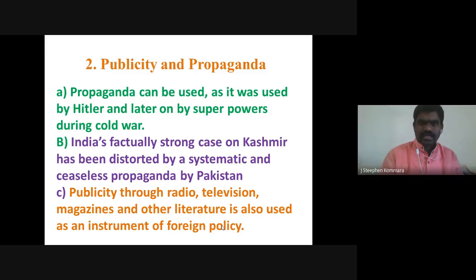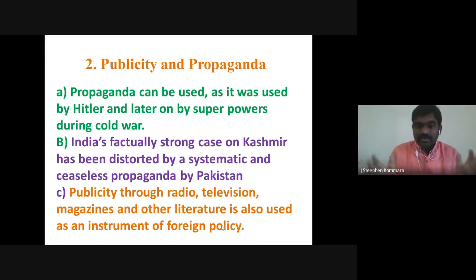Okay, then next, publicity and propaganda. Publicity can be used as it was used by Hitler and later on by superpowers during the Cold War. This type of publicity and propaganda can be used to combat and break down undesirable attitudes and opinions, and to create the desired attitudes and opinions. So undesired attitudes are broken down, and then the desired attitudes and opinions of their state are created.